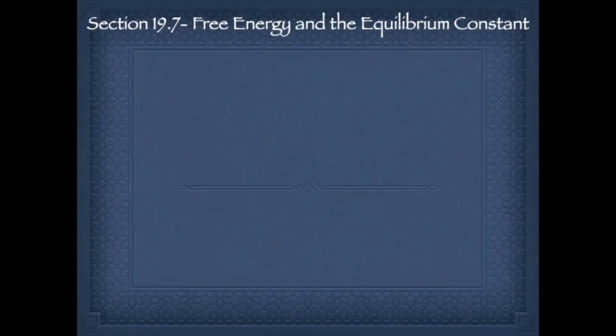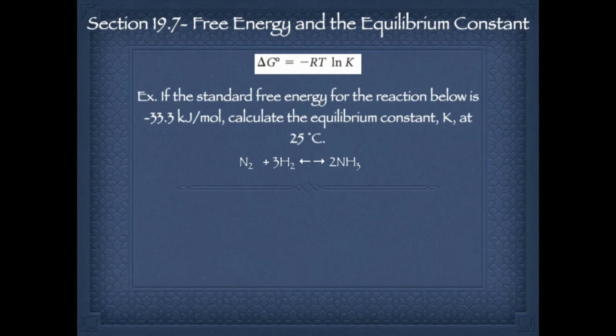I'm now going to relate free energy, which we talked about quite a bit throughout this big idea, and the equilibrium constant. Specifically, your standard free energy change equals negative R times T times the natural log, ln, of your equilibrium constant, your K. Your R in this case is going to be 8.314. Your temperature is just going to be in Kelvin. So let's look at an example here. It tells me that my standard free energy change for the reaction is negative 33.3 kilojoules per mole, and it asks me to calculate the equilibrium constant K. So I'm going to use this equation right here.